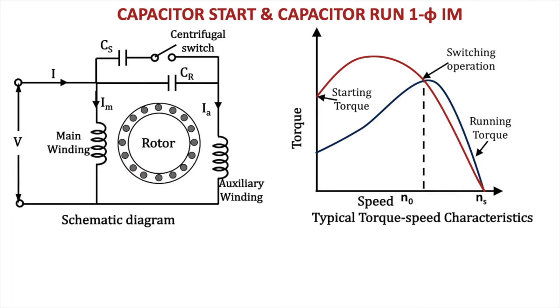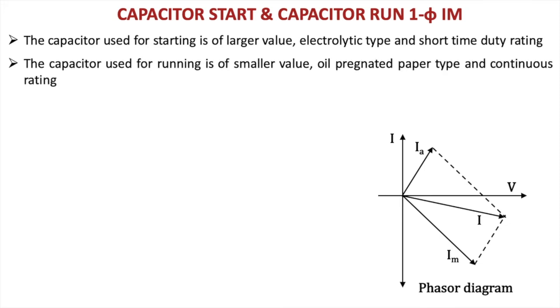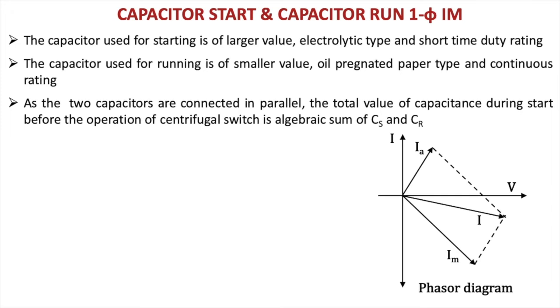The torque speed characteristics can again be observed, and we can see that the starting torque is quite high for the combined winding of the auxiliary and the main along with the capacitor. Later on the switching operation takes place and the motor torque shifts to the blue torque characteristics, which is the characteristics obtained by only the main winding. The capacitor used for starting is of larger value. It is of electrolytic type and short time duty rating, while the capacitor used for running is of smaller value, oil impregnated paper type and continuous rating, because it has to be always connected in the circuit, hence it has to be rated as a continuous rating.